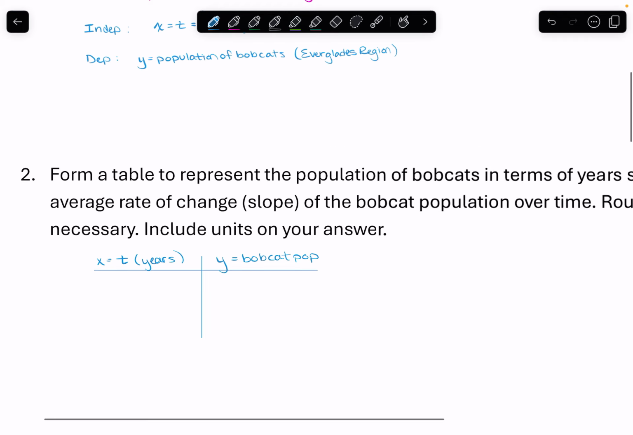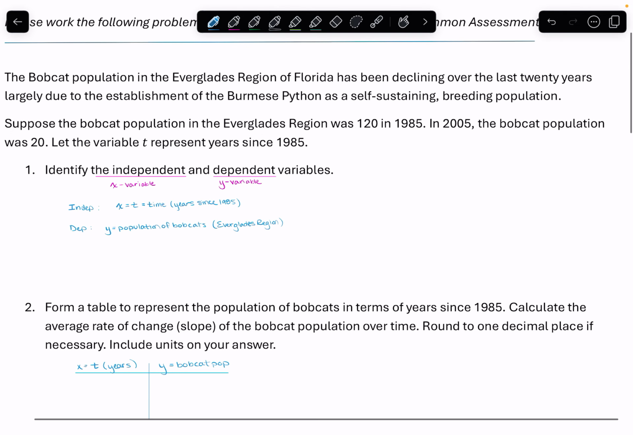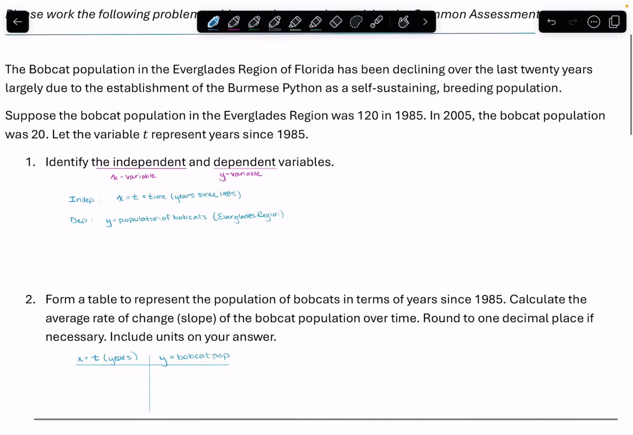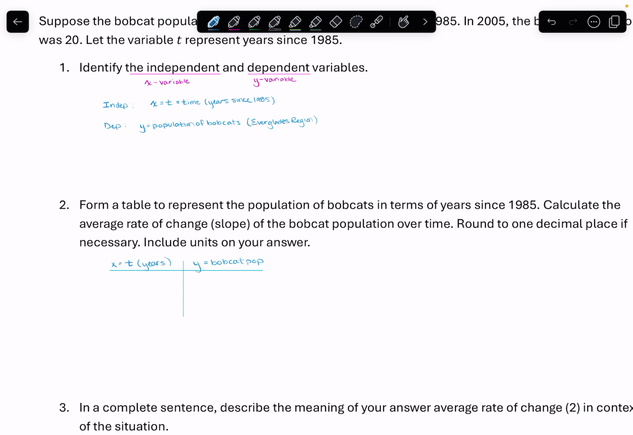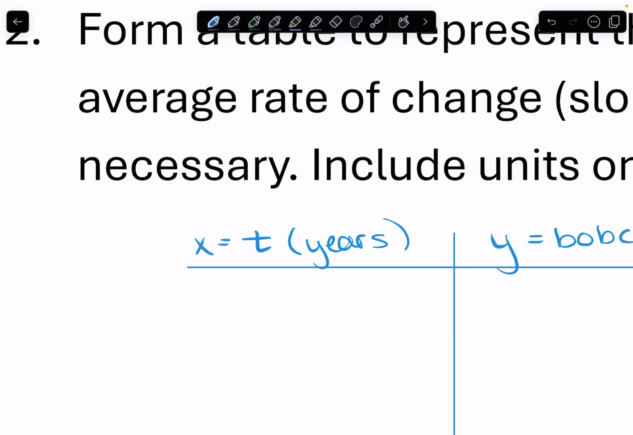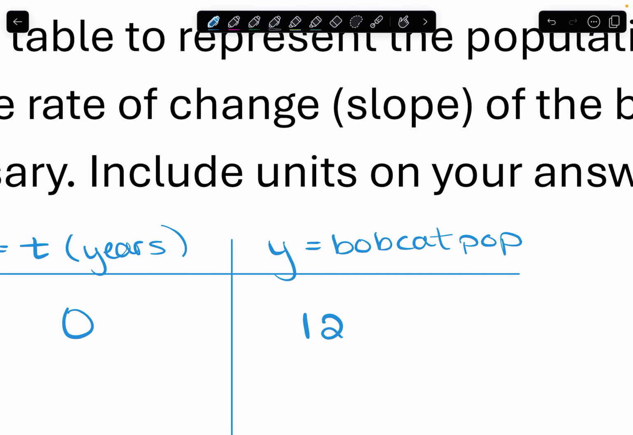All right, so let's go back up and see what we were given. It says in 1985. So we're determining our population in years since 1985, so our t value is not going to start at 1985. 1985 has been 0 years. So this is going to be the t value 0. It says the population was 120.